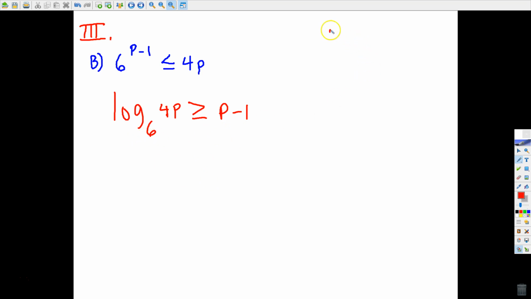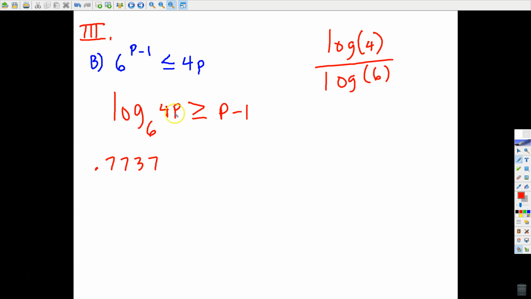Okay, change of base. Log 4 divided by log 6. And let's see, Colin, can you give us that decimal? Okay, and notice we're multiplying by p. And so we're trying to solve for p.